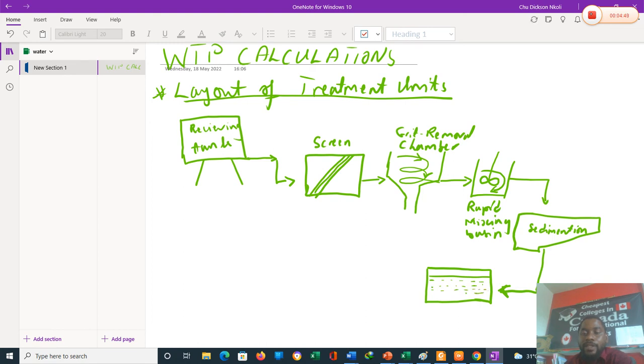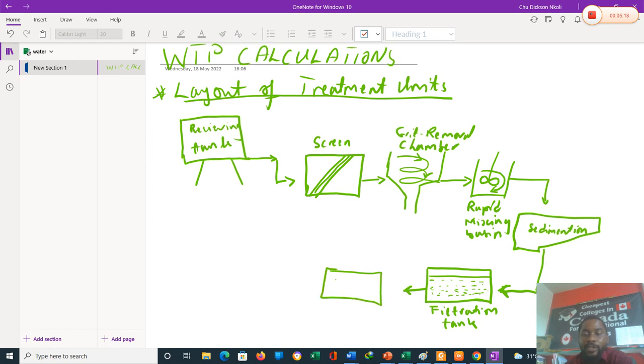After settling has taken place at the sedimentation tank, here we filter to remove those materials that could not be separated from the water in the sedimentation unit. So here we have the filtration tank, and most of the time in treatment facilities we use the rapid sand filter.